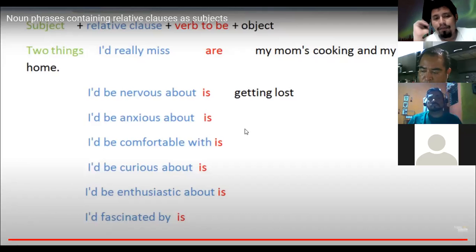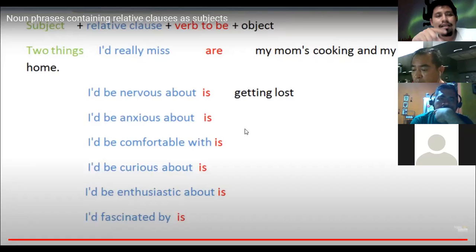What you must answer there is something that you think can complete each of the sentences. For instance, it says, I've been nervous about is, and in this case, you're going to be adding the object of the sentence. I don't know if it's clear.